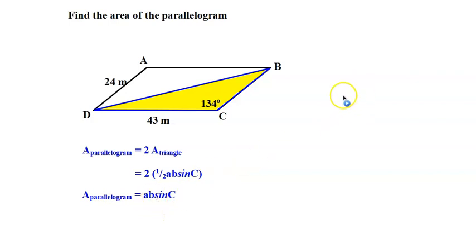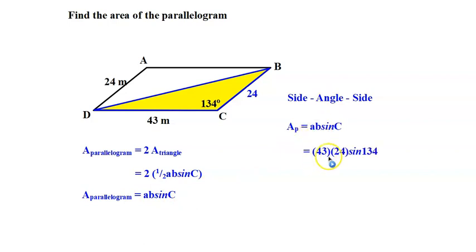Now, one thing's very important. I still have to have side angle side. So I have a side, I have an angle, I need the other side right here, which I don't have, but it's a parallelogram. Opposite sides are congruent to each other. So if this is 24 meters, this one's also 24 meters. And now I have A, B, and the angle C, and I can just plug it into this formula right here.